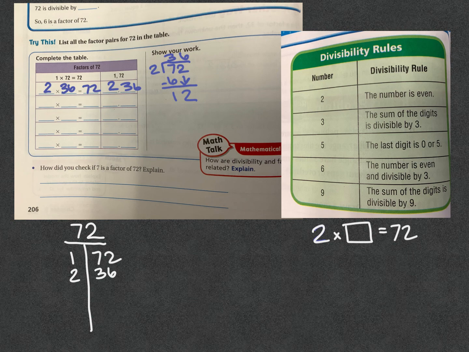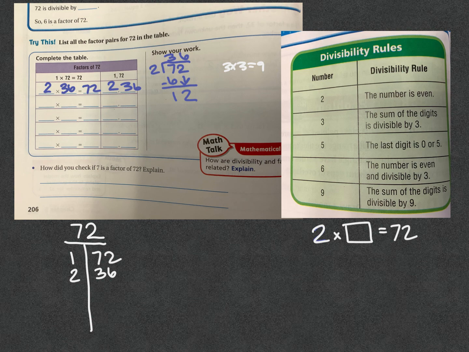My next one would be, what about 3? Is 3 a factor? Because I would put 3 here if it's a factor. Well, is it divisible by 3? If the sum of the digits is divisible by 3. We have 72, so we're going to add those 2 digits, the 7 and the 2 together. 7 plus 2 is 9. And 3 can divide into 9 equally because 3 times 3 equals 9. So, yes, 72 is in fact divisible by 3.